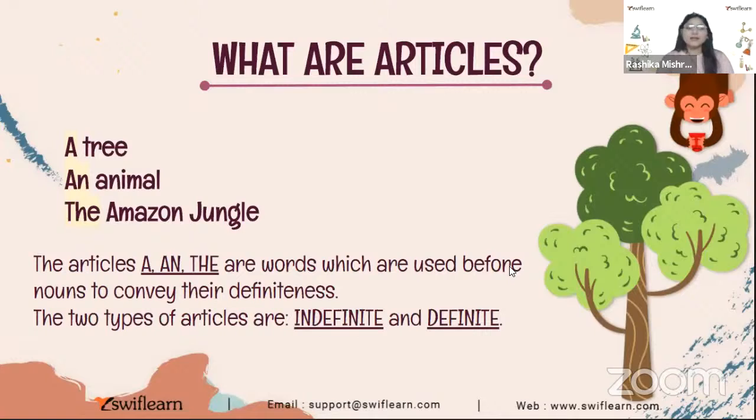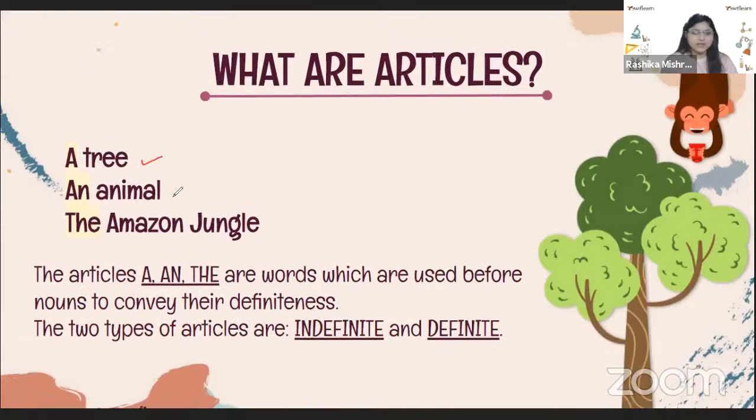Now let's talk about what articles are. As you can see here, three phrases: a tree, an animal, the Amazon jungle. Can anyone tell me why a is here before tree? If you know about it, please let me know in the comment box.